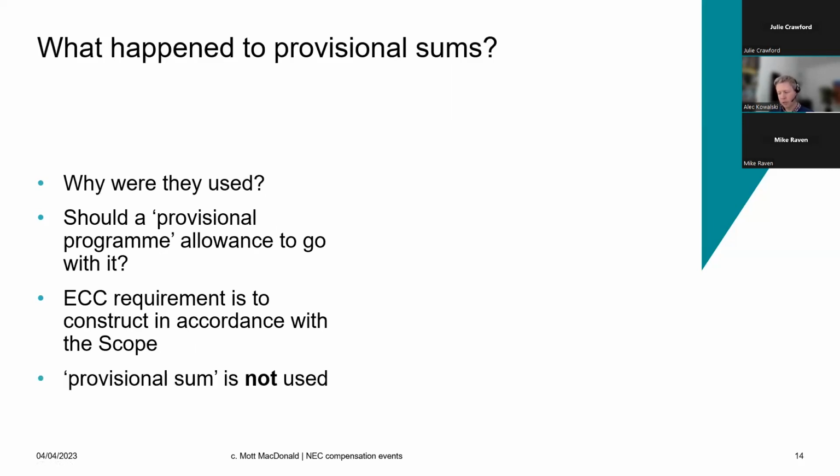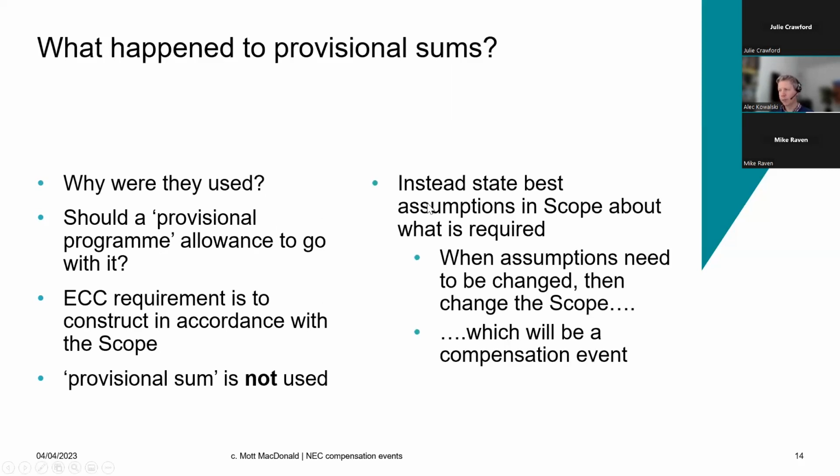Provisional sums are not generally used then. There's no mechanism in the contract to use it. What you're introducing there is an ambiguity, which will lead to a compensation event. So it's instead better to state assumptions in the scope about what is required, and then when an assumption needs to be changed, you can change the scope, and that will trigger a compensation event.